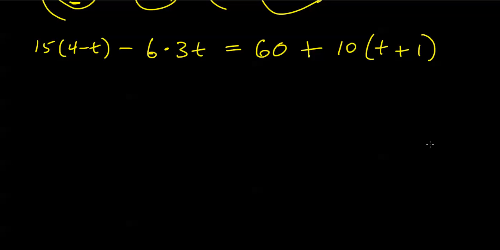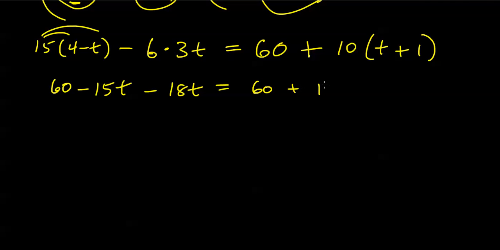Alright, now I've got to eliminate some parentheses, crunch some terms together. We're not quite there yet. 15 times 4 minus t is going to be 60 minus 15t, applying my distributive law. Minus 6 times 3t is, of course, 18t on the left, equals 60 plus 10 times t plus 1. Multiplying 10 times t plus 1, I get 10t plus 10.